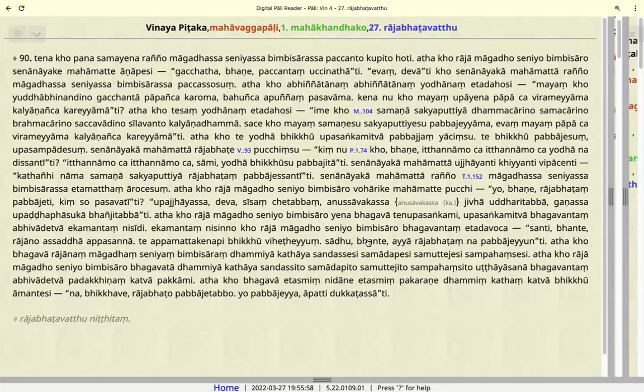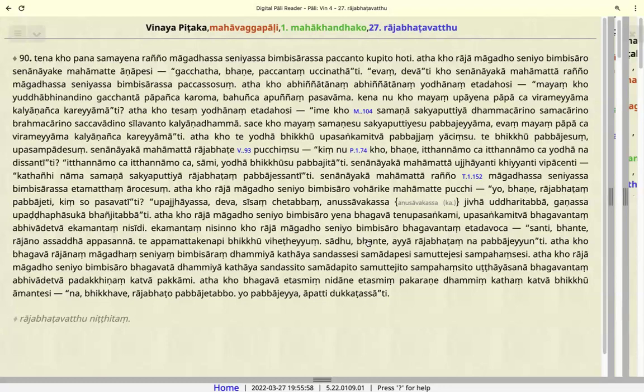Rajabhatavatthu means someone who needs to pay tax to the king. That type of person is called Rajabhatavatthu. That means their livelihood or career is based on a salary from the king. They don't have their own place to get the tax. So Rajabhatavatthu means a servant of the king, and here we directly translate it as soldier or warrior. Sena Nayaka Mahamatta, the general minister, asked the soldier.